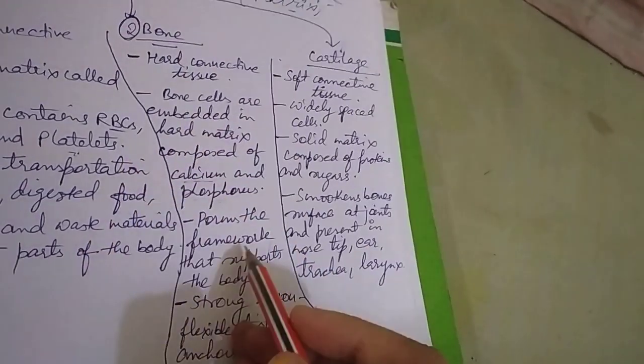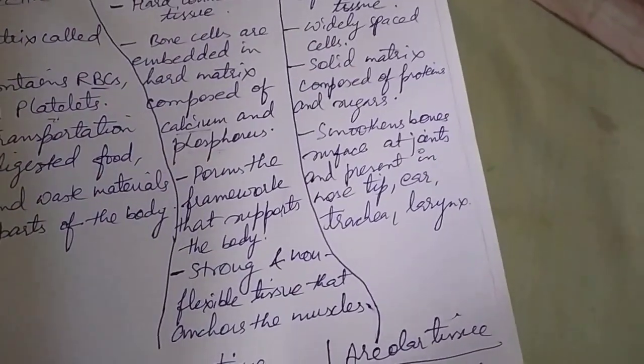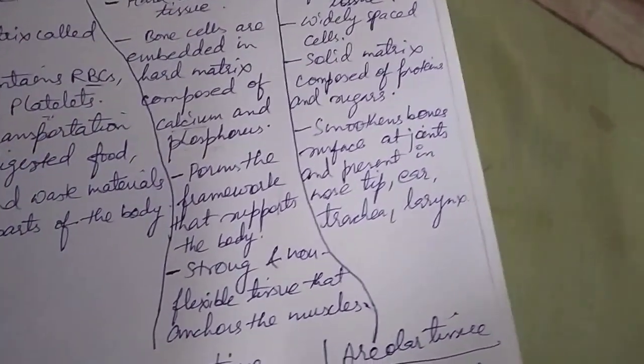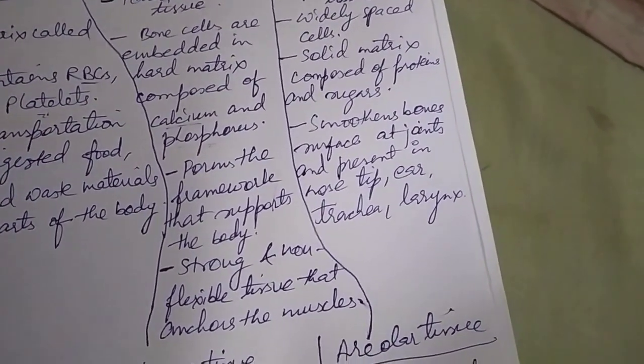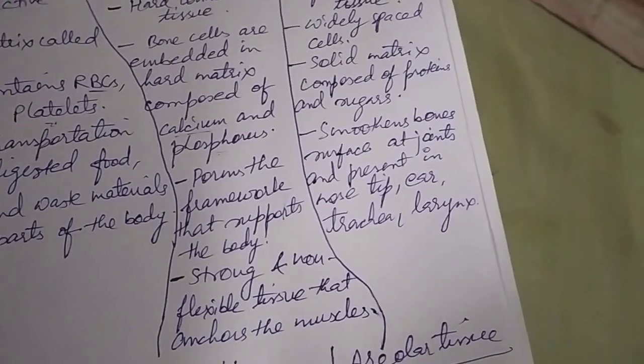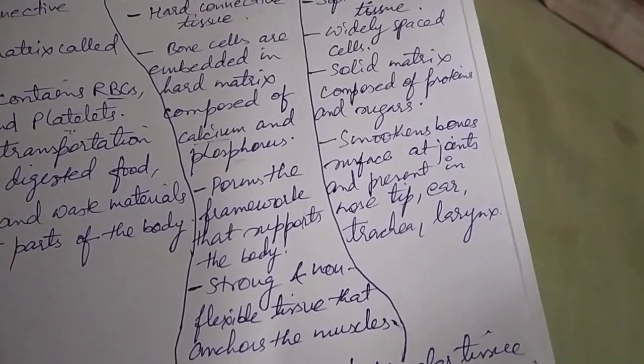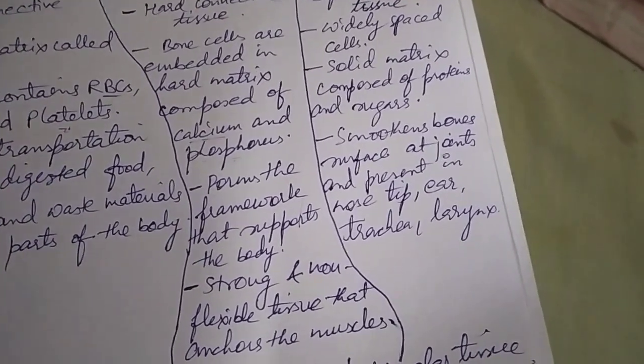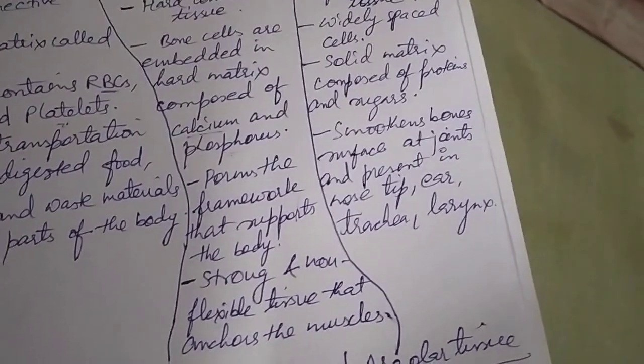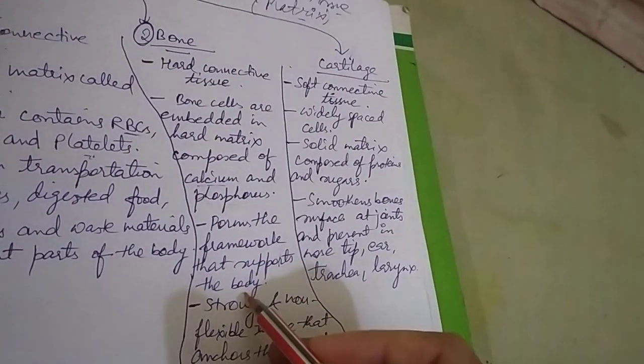Since bone is a connective tissue, it is present throughout the body, isn't it? So it forms a skeleton, it forms a framework, and that framework supports our body. That framework helps us to stand. That framework helps us to move, to locomote, to sit, to stand, to walk. So this framework supports our body.